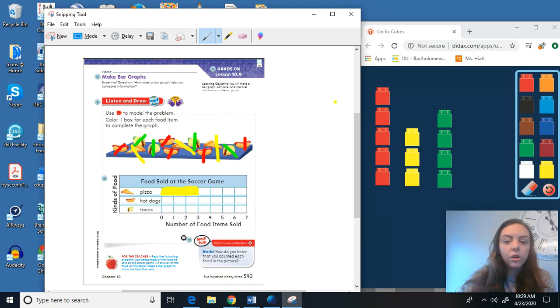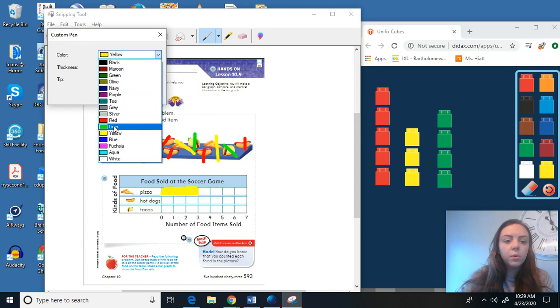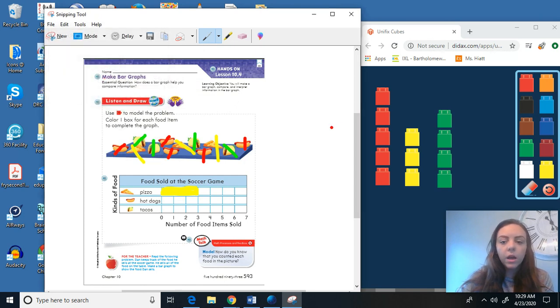All right, next is hot dogs, and we used red for hot dogs. So we want to make sure we use red so we can tell them apart. Okay, and count 1, 2, 3, 4, 5. So we did 5. Now, instead of counting every single box, I can simply go to the number 5, go up on the line, and make that line because I know that's how far my bar graph is going to go. Then I can take it all the way. I would just fill in this whole space.